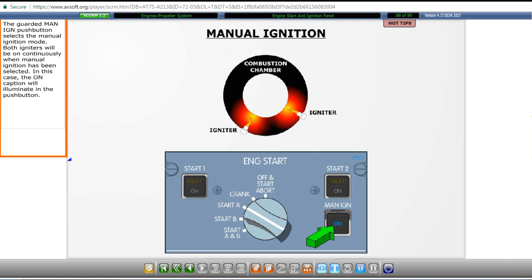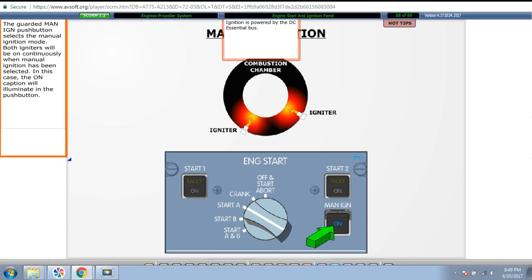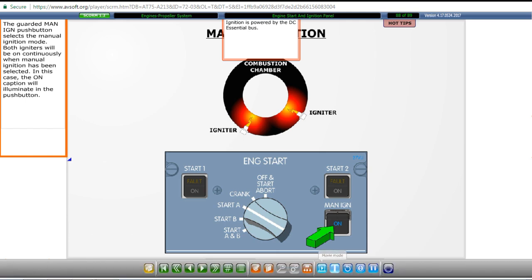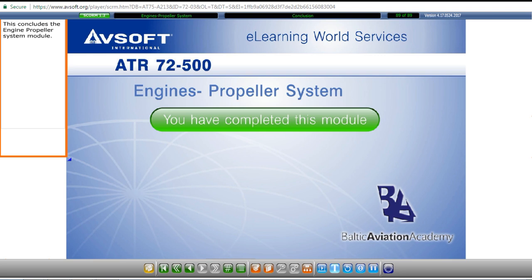The guarded manual ignition push button selects the manual ignition mode. Both igniters will be on continuously when manual ignition has been selected. In this case, the ON caption will illuminate in the push button. This concludes the engine propeller system module.